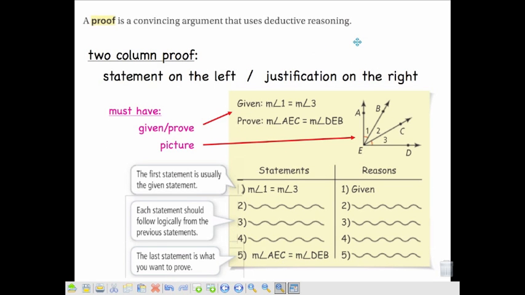Okay, the next part we'll be looking at is something called a proof. In a proof, we basically want to make a convincing argument. It follows steps very carefully so that anybody can follow it. Mostly we're going to be using what's called a two-column proof, where we put statements on the left and reasons or justification on the right, explaining why we're allowed to say this.